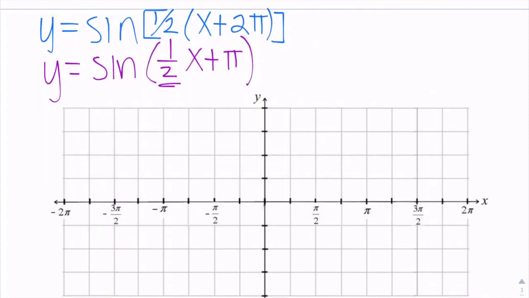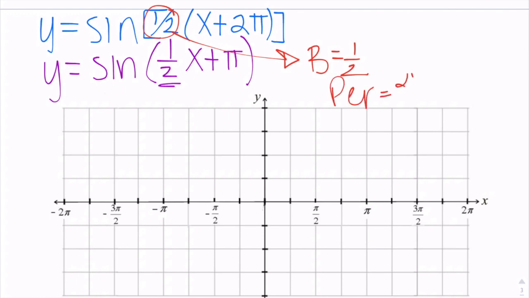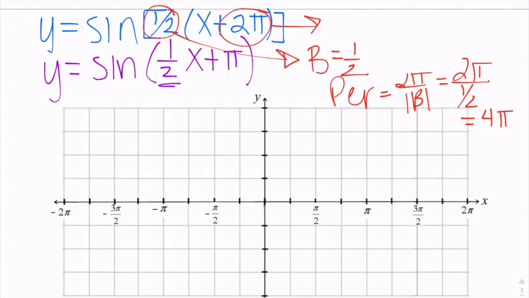We have this 1/2 b value here, so b equals 1/2. Therefore, to find our period, remember that period is equal to 2 pi over the absolute value of b. So you get 2 pi divided by 1/2, which gives you 4 pi. And this plus 2 pi here means that we're going to move left 2 pi.